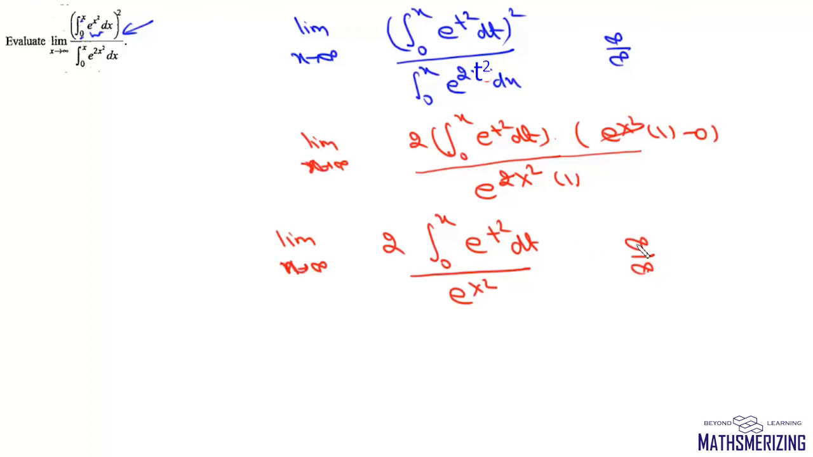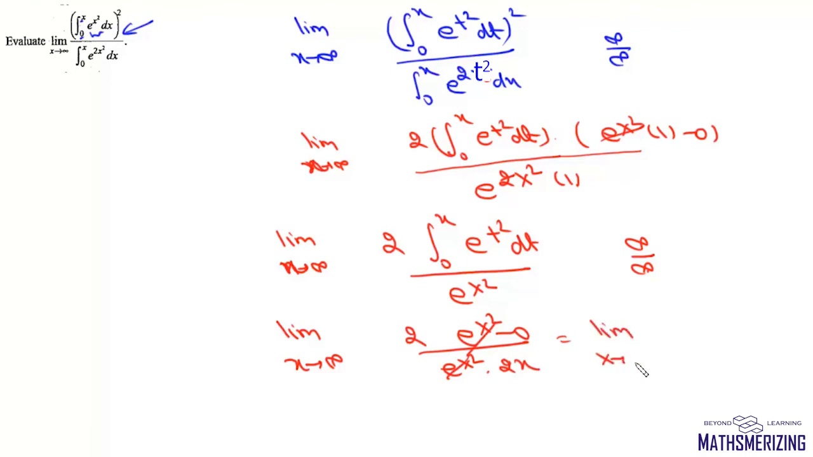Now again we can use L'Hopital's rule, so we'll write limit x tends to infinity, it'll be 2, and then it'll be e to the power x square minus 0, and here it should be e to the power x square into 2x. Now e to the power x square will cancel, we'll get this as limit x tends to infinity 1 upon x, and 1 upon infinity is simply 0. So answer to this limit is 0.